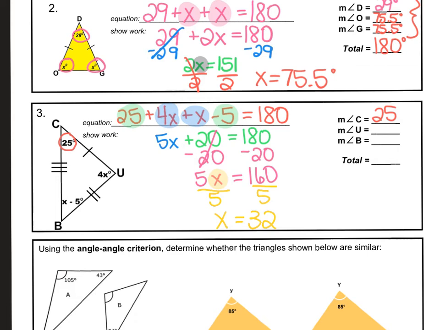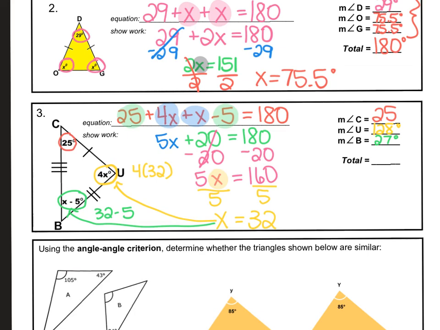So is that our answer? No. If you remember, U is 4x. So now we have to take that x value and plug it back in here to U to find 4 times x, 4 times 32, which tells us that U, if you do that in your calculator, 4 times 32 is 128 degrees. We need to do the same thing over here. We've got 32, we plug it in for B, which is 32 minus 5, and we get 27 degrees.